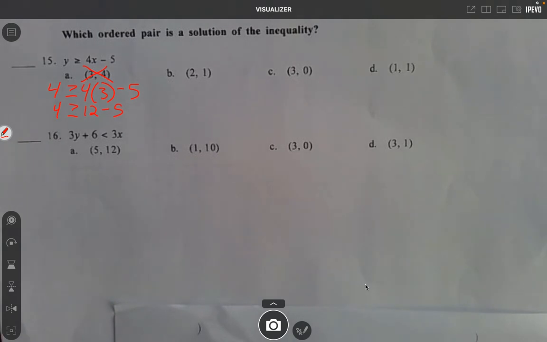Let's keep going. Let's plug in, my y is 1. Is 1 greater than or equal to 4 times 2 minus 5? What's 8 minus 5? 3. Is 1 bigger than or equal to 3? No, not my answer. Okay, is 0 greater than or equal to 4 times 3 minus 5? 12 minus 5 is 7. So what's my answer going to have to be, because 0 is not bigger than 7? Okay, it's D. Is 1 greater than or equal to 4 times 1 minus 5? Isn't that right? Yeah, and that is true. So your answer is D. I'll give y'all a second, and then I'll do 16.